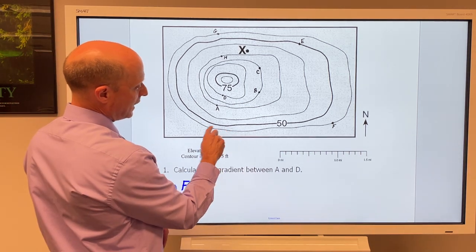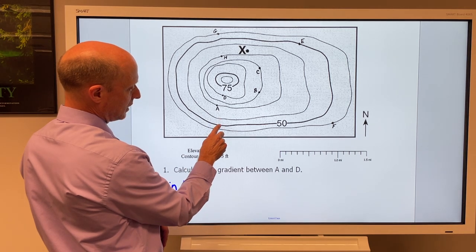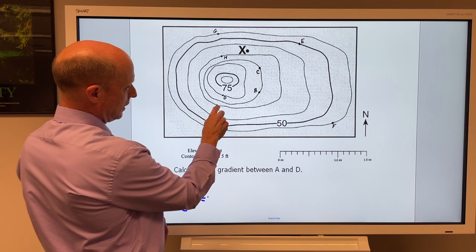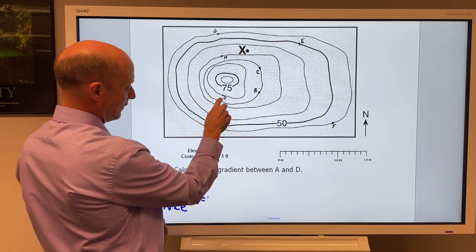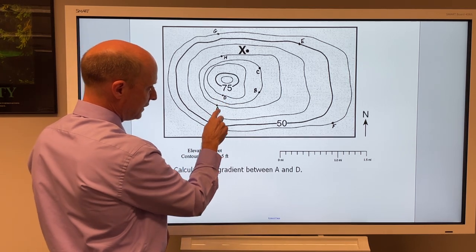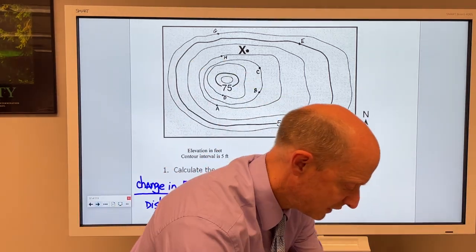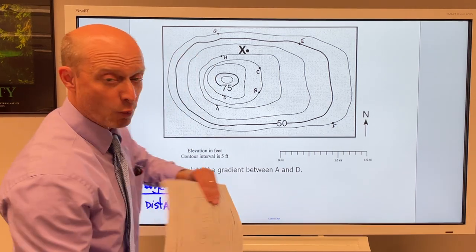So A, if they count by 5 feet, A is that's 50, 55. A is at 60 feet, and then that's 60, 65. D is at 70 feet. So it's 70 feet minus 60 feet, and I'll show you that in a second. To get the distance, I won't be able to do that.